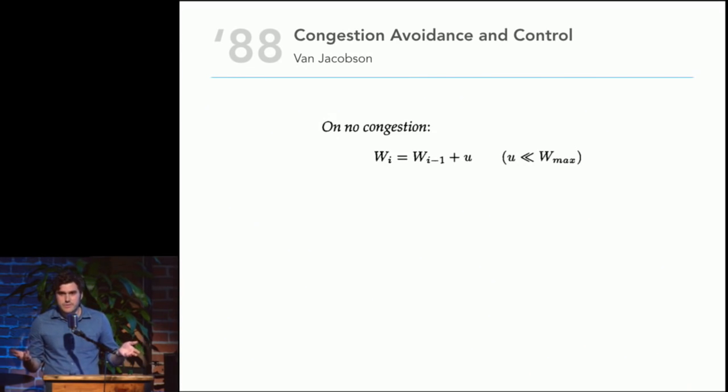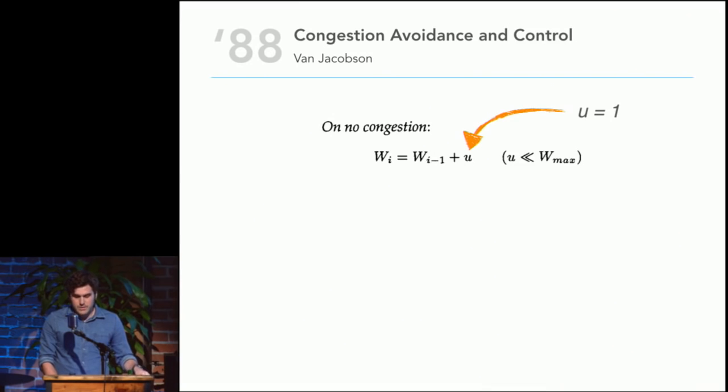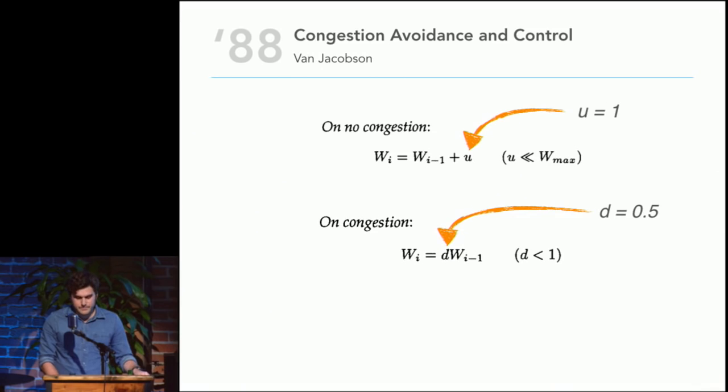And congestion avoidance, what do you do? Well, if there's no congestion, you increase the window by a linear rate, right? And in Van Jacobson's paper, this is defined as 1. You increase 1 segment per round trip time. On congestion, if you detect a loss event, you do multiplicative decrease, right? And this D is 0.5.